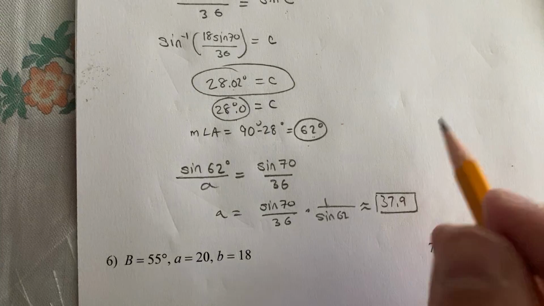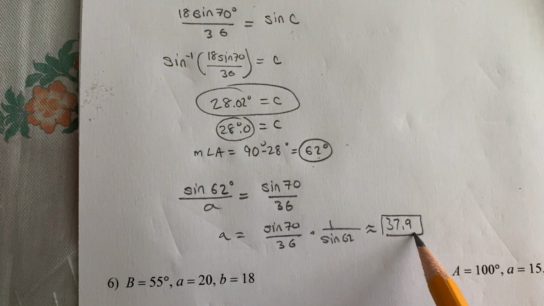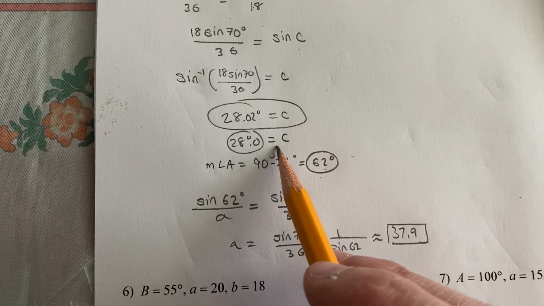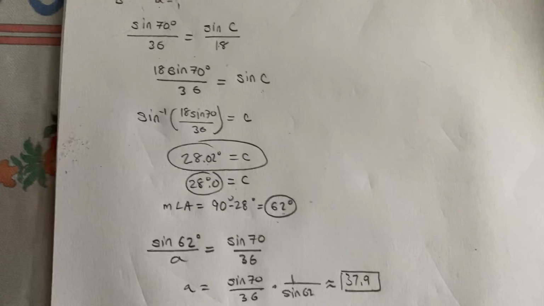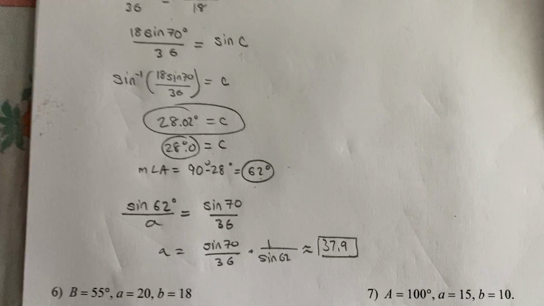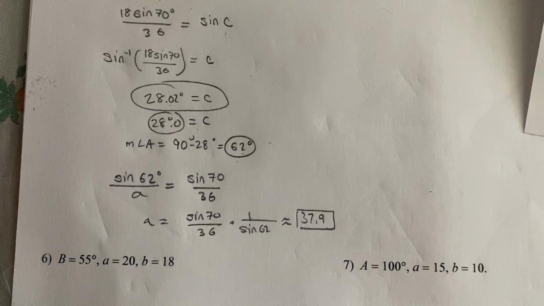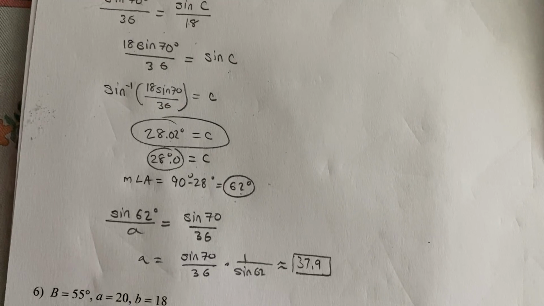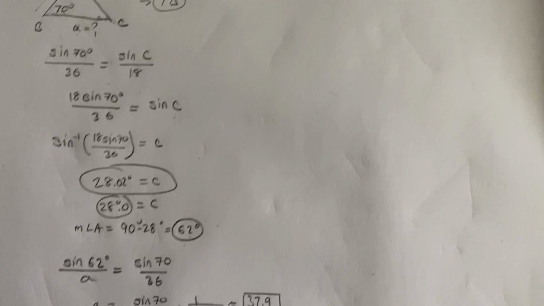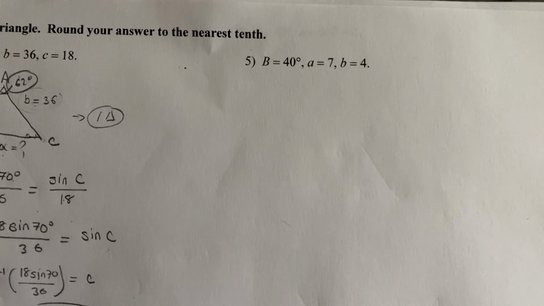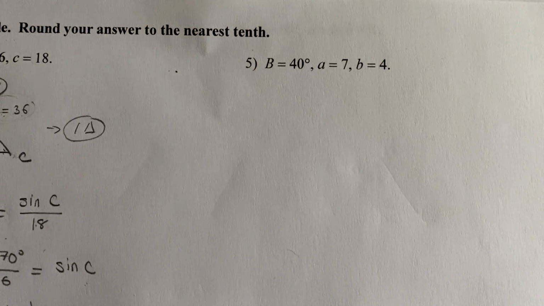There's no units on this one, so you could just write 37.9. Measurement angle A is 62, measurement angle C is 28. And that's how you find all the missing measurements of a non-right triangle using the law of sines, which is pretty useful if you don't have a right triangle. Okay, let's do another example before we hit up the trickier case.